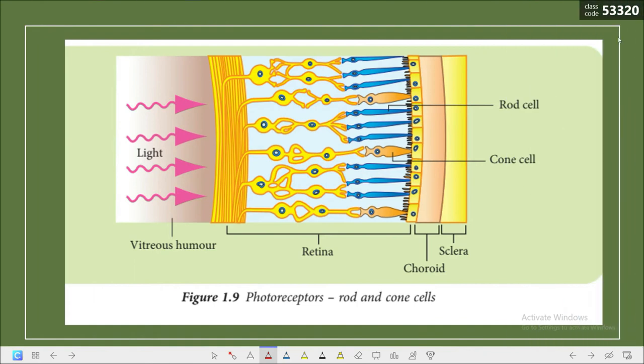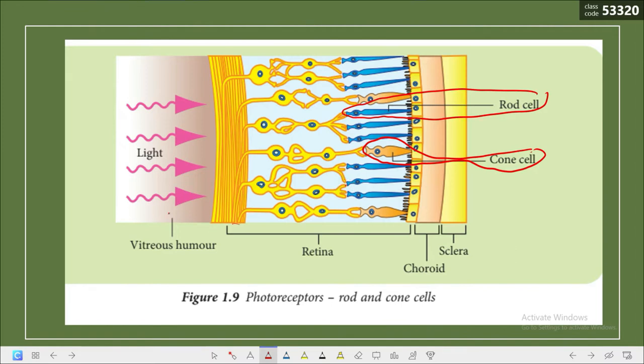So this is the diagram for the rod cell. The blue one is the rod cell, while the cone cell is the orange one. You can see there are three layers here. The sclera is the outer layer, and the choroid is the black one that provides nutrients for the eyes. The third layer is the retina. Inside the layer of the retina, there are the rod cells and the cone cells.